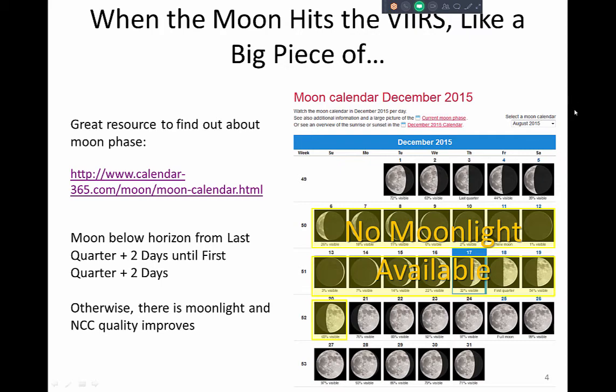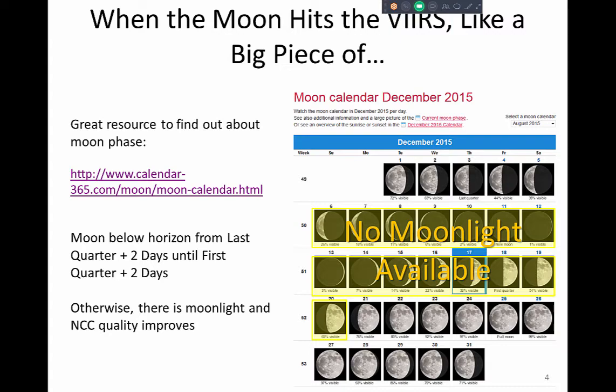But the thing to note is that because VIIRS orbits at around 1:30 a.m. and p.m. local time, the moon is not always going to be above the horizon even when it's not a new moon. So basically, between last quarter and first quarter, there is no moonlight, except for the fact that because the orbit is at 1:30 a.m. instead of midnight, the amount of moonlight actually shifts a couple of days.